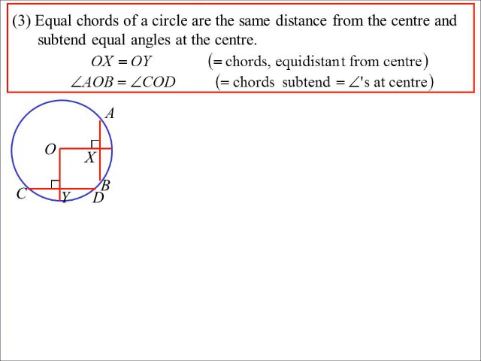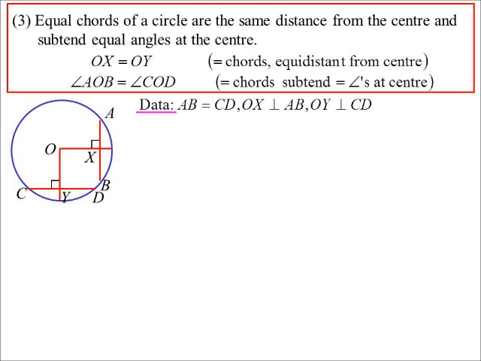Now this is one of the ones where I might use the word arc instead of chords, because equal arcs will also subtend equal angles at the centre. Because if I'm subtending an angle, remember what I said it was? Two points joining up to a third point. Well, it doesn't matter whether I'm talking about the chord or the arc, it's still the same two endpoints that I'm joining up to the centre. So equal chords or equal arcs, it doesn't matter, subtend equal angles at the centre.